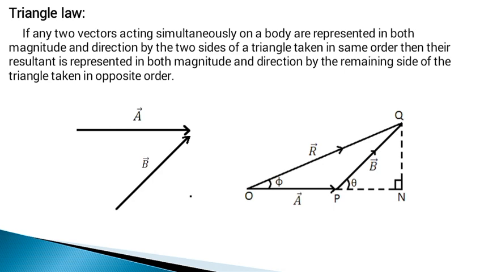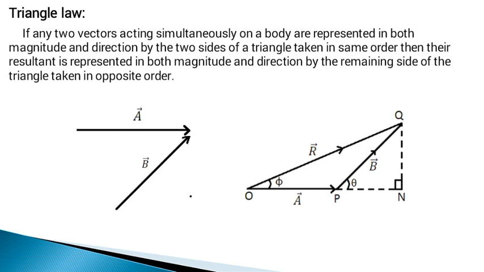So the resultant is represented in both magnitude and direction by the third side of the triangle, OQ, which is in opposite order compared to the two original given vectors. So the length of line OQ represents the magnitude of the resultant, and the direction of line OQ represents the direction of resultant vector R, which is according to the triangle law of vector addition.